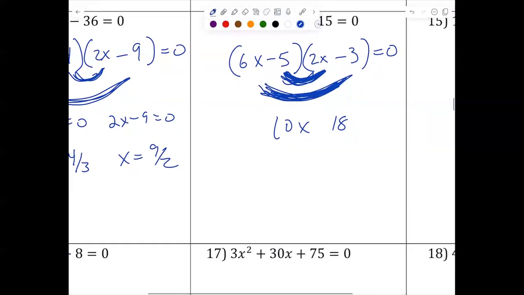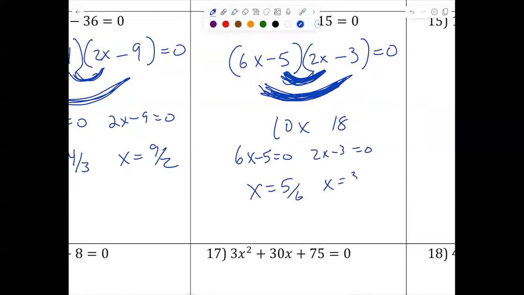All right, come on. And so now we set the factors equal to 0. So 6x minus 5 equals 0. 2x minus 3 equals 0. And so now what? What is my solution? X equals, thank you, 5 over 6, or, yes, 3 over 2.